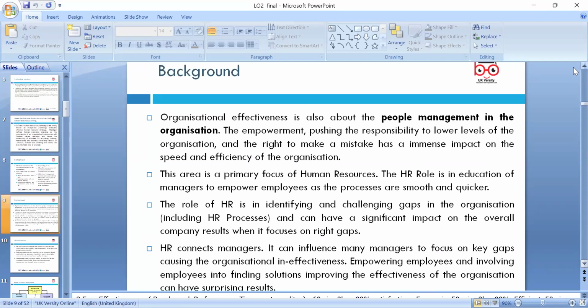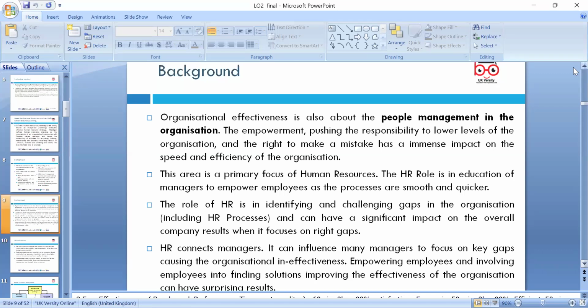If we look at the background, human resource effectiveness is about people management in our organization: empowerment, pushing responsibility to the lower level. Lower levels have the right to make mistakes, which has an immense impact on speed and delivery. So there is lean manufacturing, or lean, which is doing things right the first time. The role of education is to manage, empower and imply, so that the process is smoother and quicker.